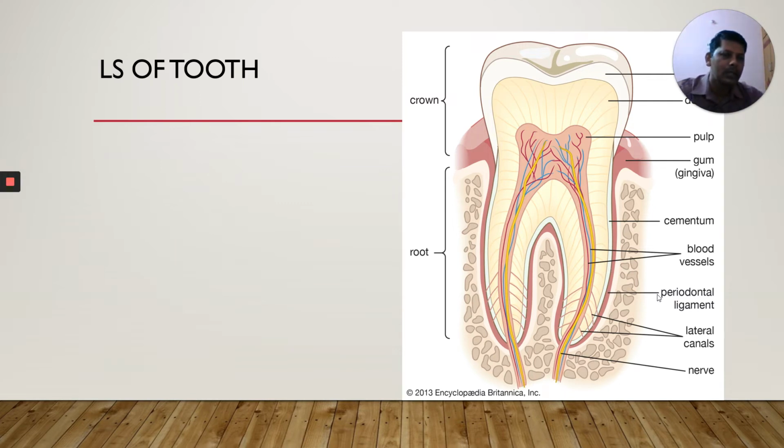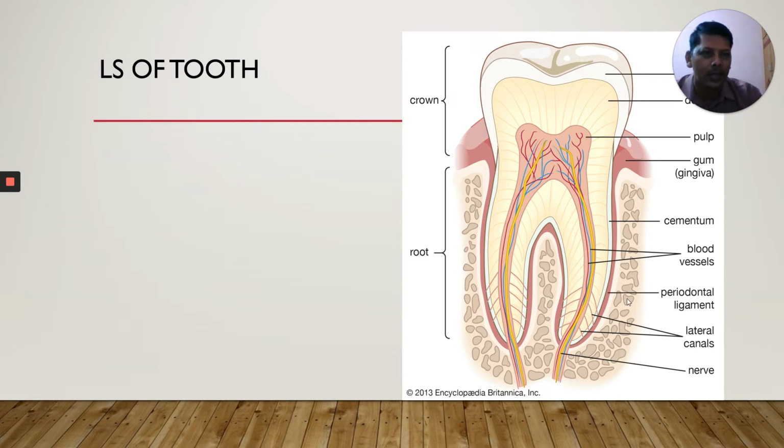Our tooth is attached to the socket with the help of two substances. Like bricks are attached through cement, in between the bricks we keep some cement. Like that, our tooth is attached to the jawbone with the help of cementum and periodontal ligament.